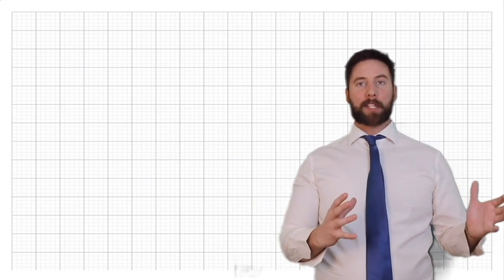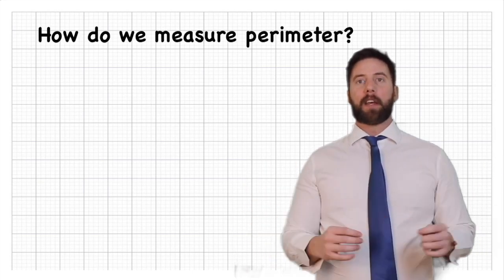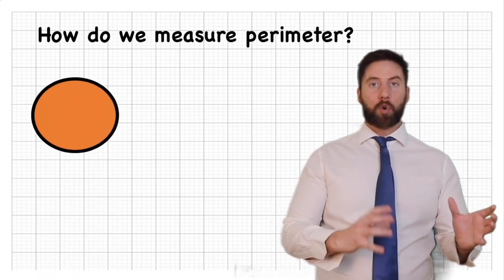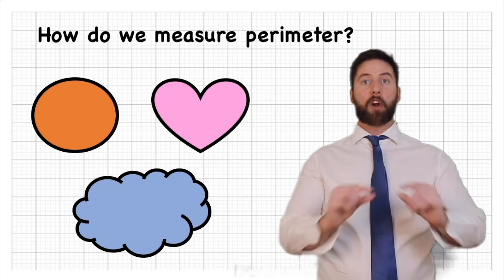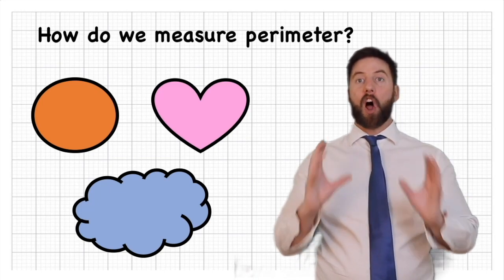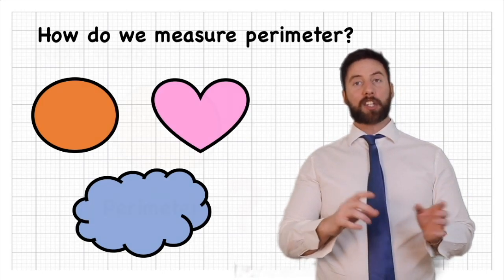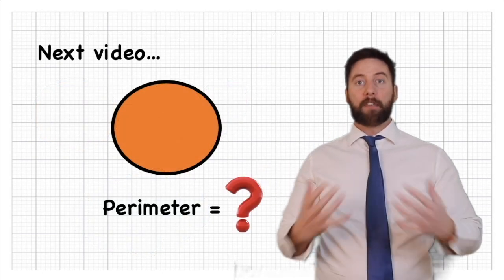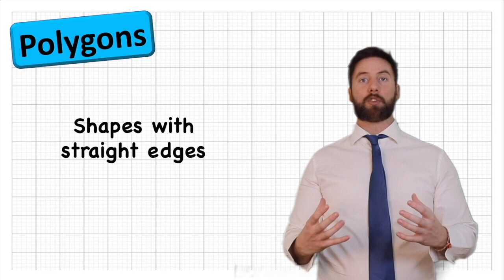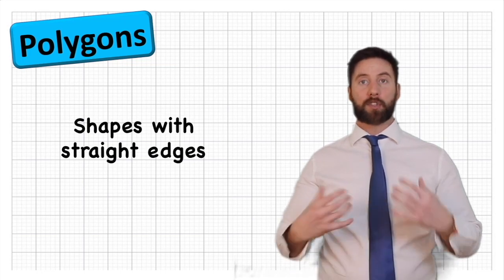How do we measure perimeter of geometric shapes? Now some shapes like circles or hearts or clouds are going to be very difficult to measure the perimeter of because they're not straight lines, or they have areas that are not straight lines, okay? And actually in our next video we're going to be looking at how to measure the perimeter of a circle, but for now we're going to be looking at polygons. Polygons are shapes with straight lines, okay? So they're much easier to measure the perimeter, and that's where we're going to start.